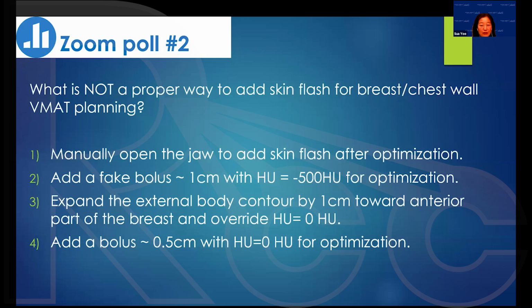We should not manually open the jaw. So this is for VMAT planning. After optimization is done, you should not touch the jaw setting manually, because then it messes up all the segments. Before optimization, this flash structure, whether it's a bolus, fake tissue, actual bolus, or expanded body contour, should be added for optimization. And we run the calculations without this fake bolus, then the MLC segments are opened to account for this bolus area and skin flash area. Do we have questions?